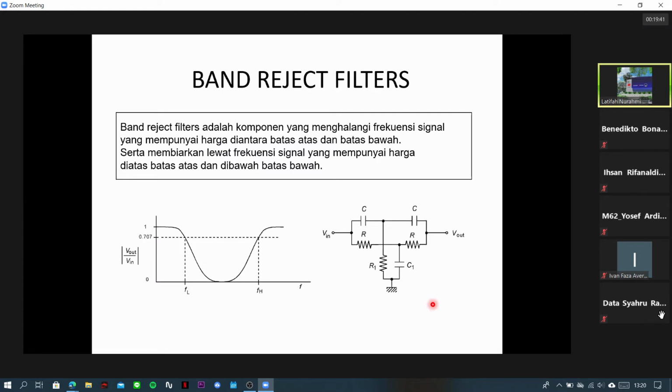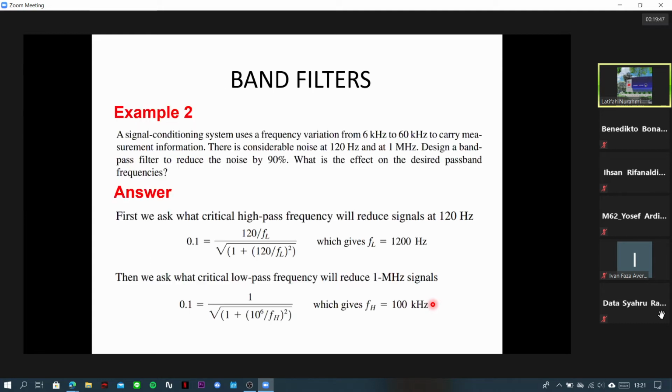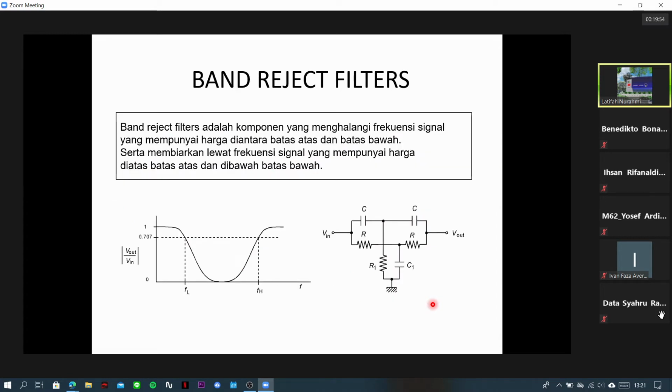Number 4, the passband filter or band filters is type number 3, and number 4 is the band reject filters. Okay, it is the opposite of the band filters. So from the name reject, it means we reject what is in between. Okay, it is one way to remember.